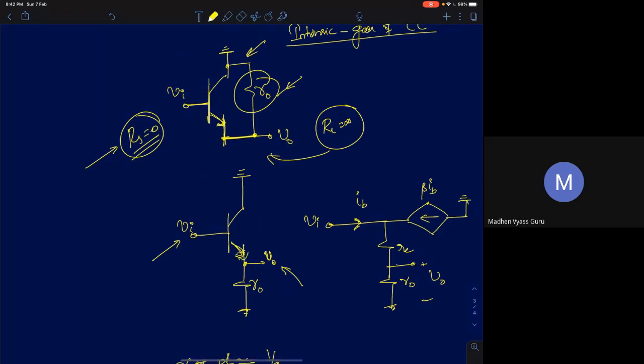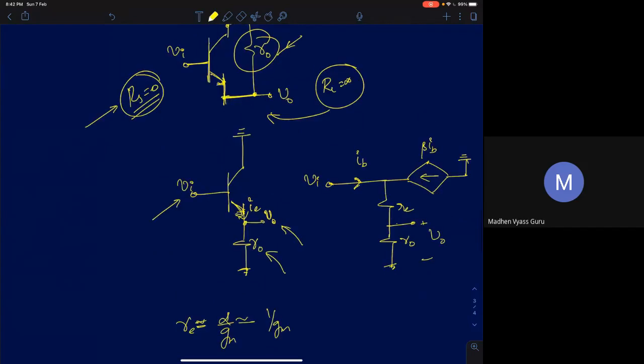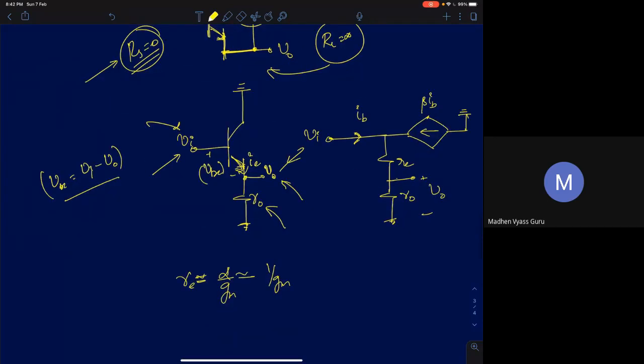Okay. So understand the emitter current IE is actually fully flowing through R0. Now, if you want to derive the expression for this, let's assume VBE is your voltage across the base emitter junction. Then your VBE is nothing but Vi minus V0. Vi is the base voltage, V0 is the emitter voltage. So that times GM, so GM into Vi minus V0.